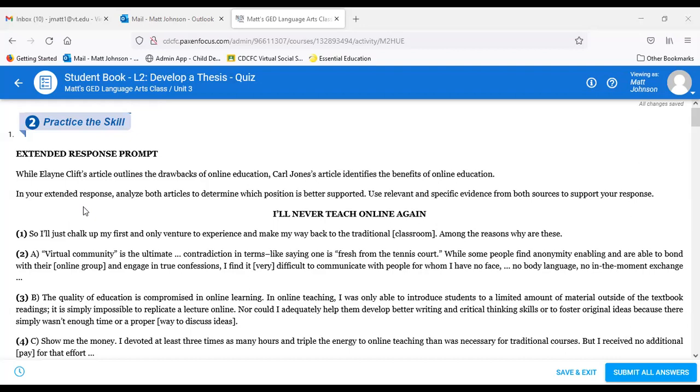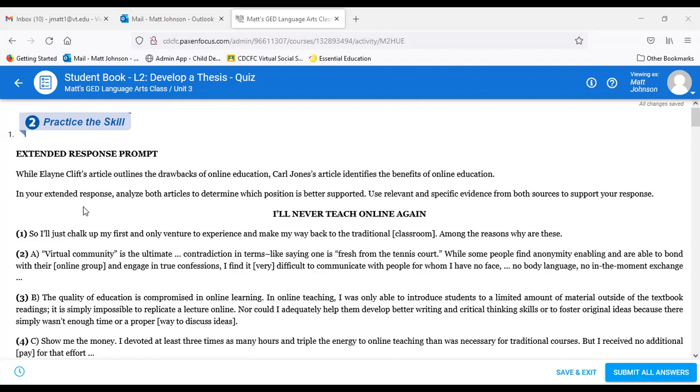This is what your writing prompt is going to look like, right? It's going to tell you analyze both articles, determine which position is better supported, use relevant and specific evidence from both sources to support your response. Very straightforward.